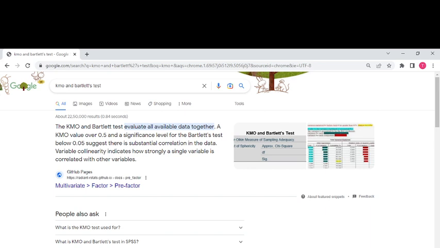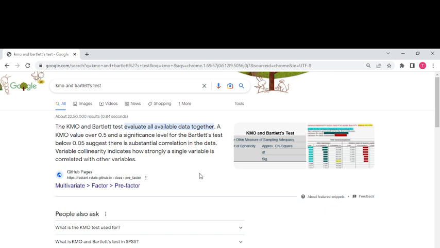The KMO-Bartlett test evaluates all available data together, and a value over 0.5 and a significance level below 0.05 suggests a good amount of correlation in the data. Variable collinearity indicates how strongly a single variable is correlated with the other variables. I will be discussing in my next video the meaning of multicollinearity and autocorrelation. Here we are simply talking about collinearity.